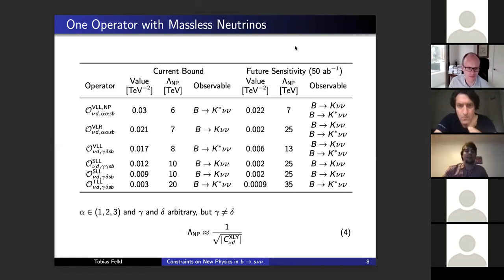Okay, so this table now summarizes our results for the current constraints on and the future sensitivities to new physics under the assumption that, first, neutrinos are massless, and also new physics only contributes to one operator at a time, or dominantly only one operator at a time. Another assumption that we make is that the Wilson coefficients are always just real numbers, and we evaluate these constraints here at the scale of the Z boson mass.